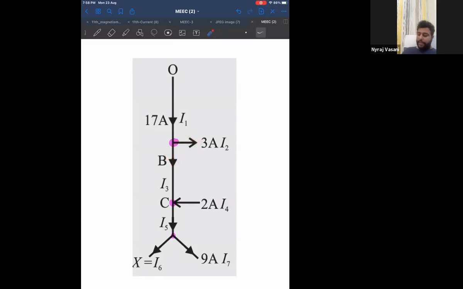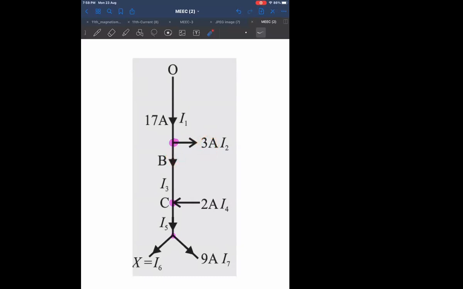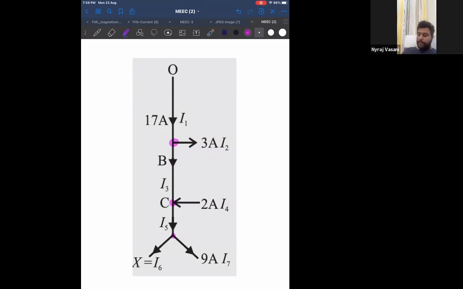Out of 17, 3 ampere has gone here. Therefore, how much will come here? Can I say the answer is 14 amp? Clear? Now, if you're not sure, please look at the screen again. Once you finish writing 14, again do the analysis.